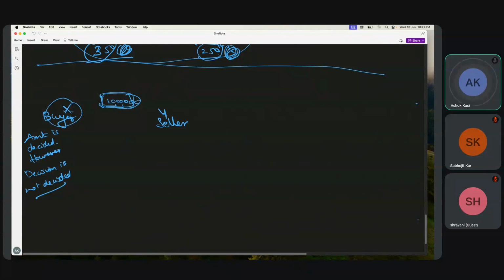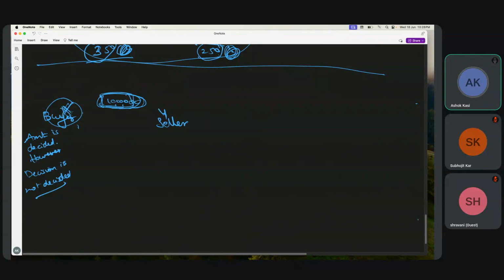Okay, that means Mr. X says, look, I will contact my parents. I will seek their guidance. If they agree, I will pay you 10 lakh rupees. Amount is decided. If they agree to buy, I will pay you 10 lakh rupees. Okay, this is what Mr. X says. But then he, X says in case if they agree, then X has to sell.